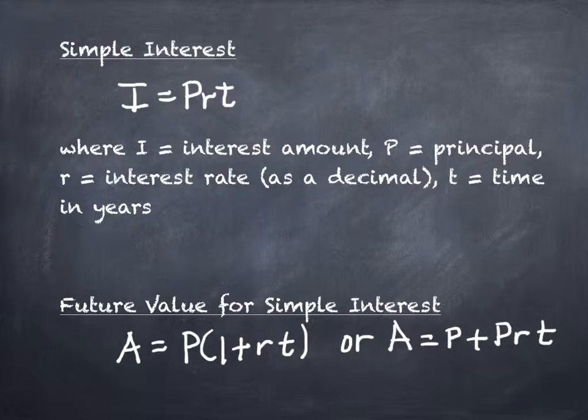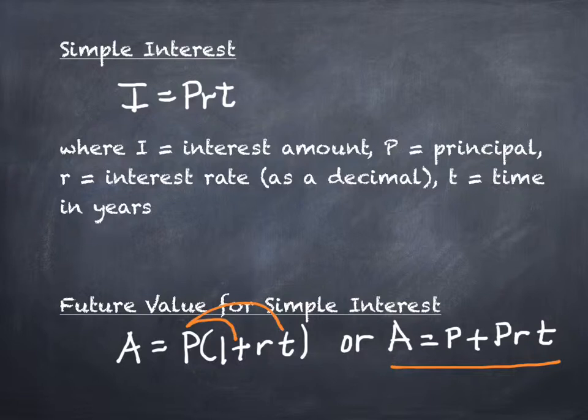Right along with that idea of simple interest is the future value in the simple interest context. If you put an amount of money in the bank or credit union or wherever, that's your principal. Then you multiply that by 1 plus RT. If you distribute that P across the parentheses, you'll see that we have this other equation. It just depends on the context as to which one makes the most sense to use.